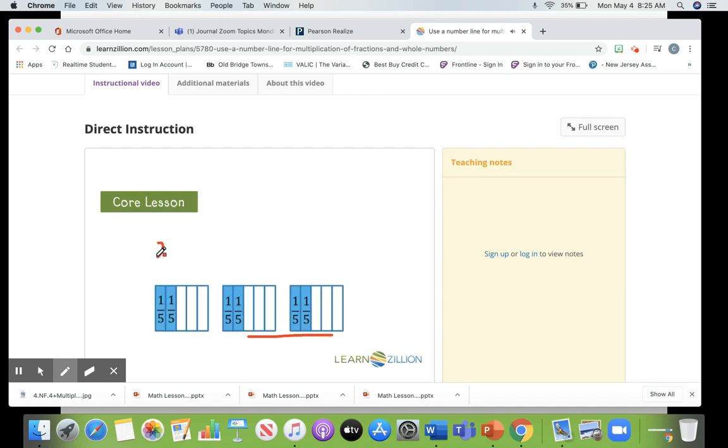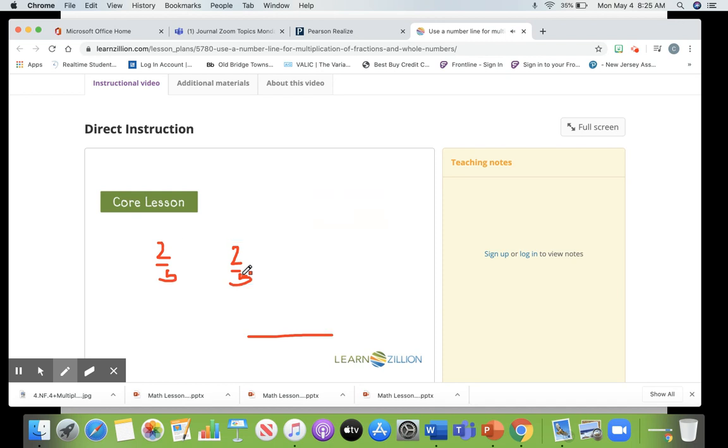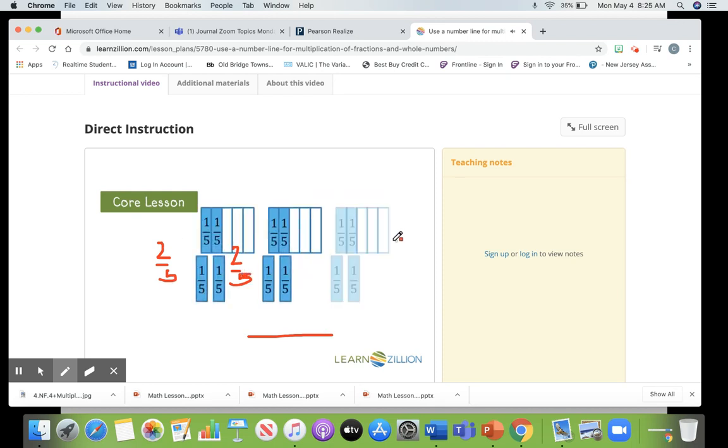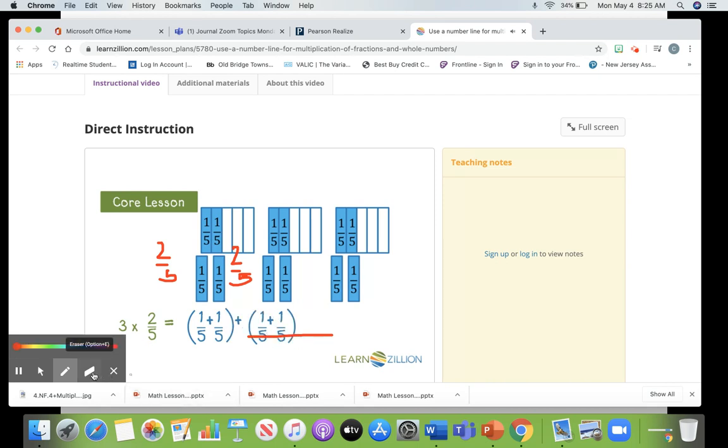Before we do this, let's look more closely at what it actually means to multiply 3 times 2/5. 3 times 2/5 is 3 sets with 2/5 in each set. 2/5 can also be broken down into unit fractions. 3 times 2/5 is the same as 1/5 plus 1/5 plus 1/5 plus 1/5 plus 1/5 plus 1/5.